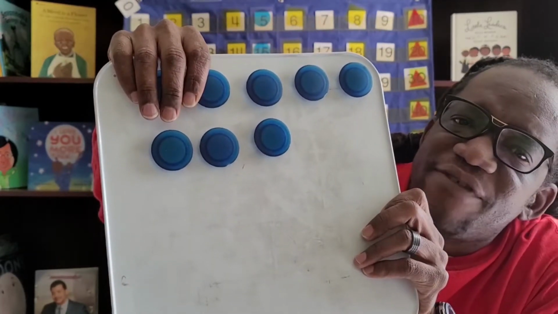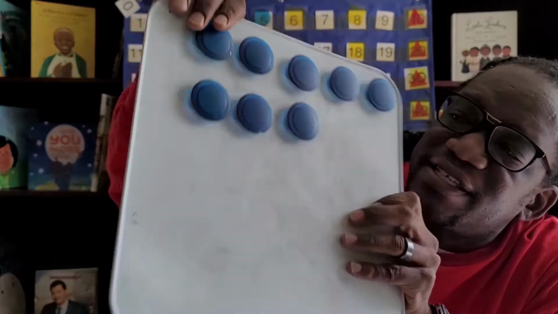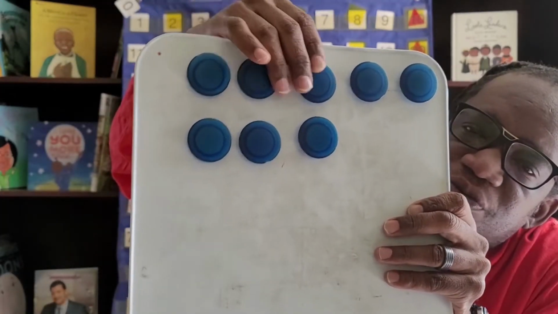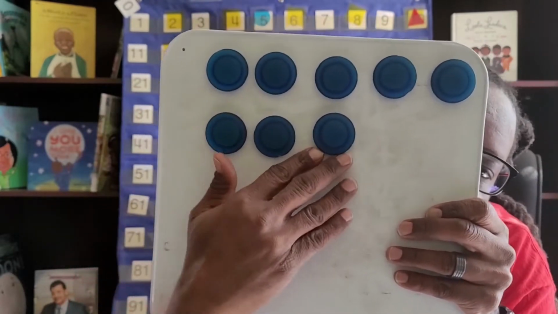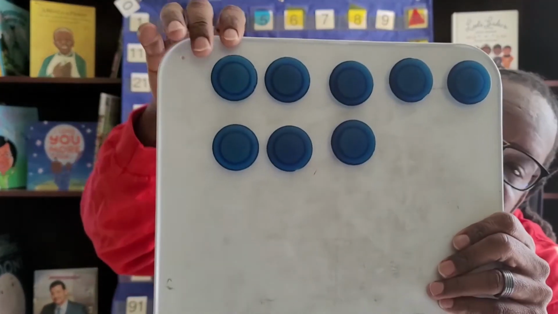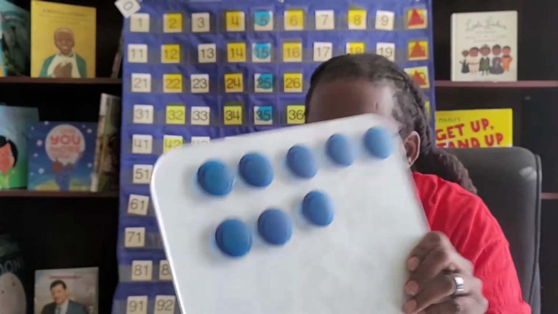More than seven. Let's see, okay? 1, 2, 3, 4, 5, 6, 7, 8. Eight. So how many did I count? Eight. There were eight in my set. All right, let's try one more. So the last number you counted is the one.